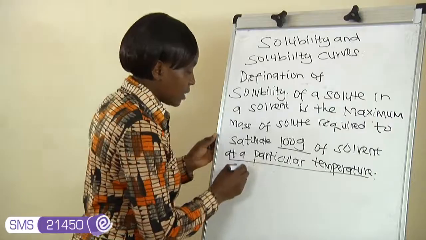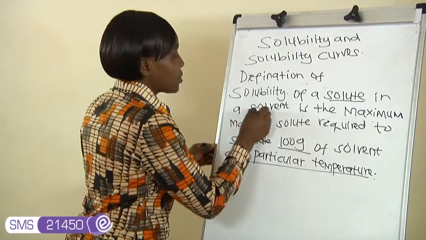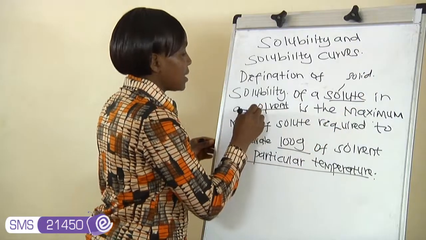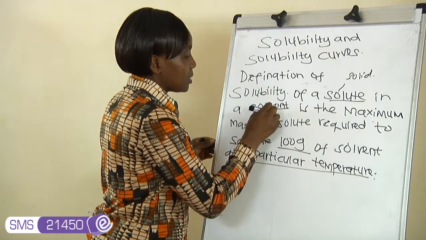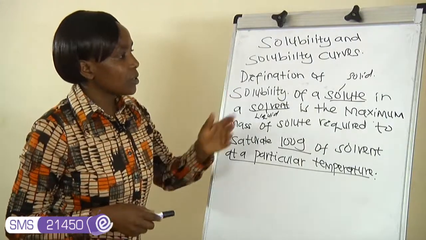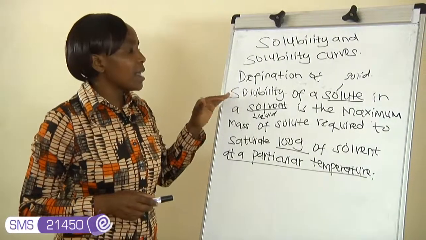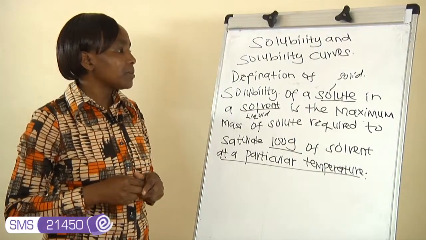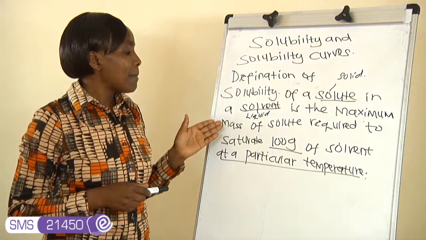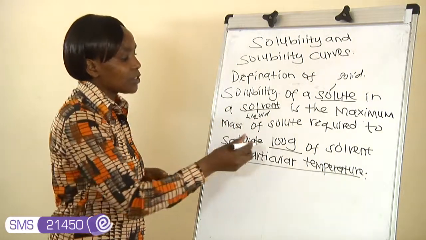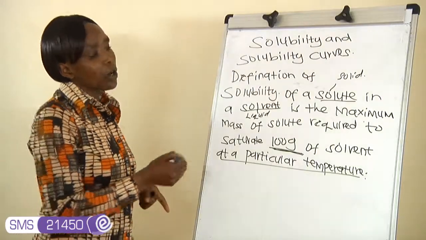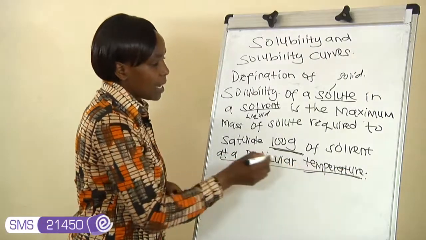I believe we understand what we mean by a solute and also a solvent. The solute is the solid that you are dissolving, and the solvent is the liquid in which you are dissolving your solid, or your solute. So solubility of a solute in a solvent is the maximum mass of a solute required to saturate 100 grams of solvent, and also at a particular temperature.